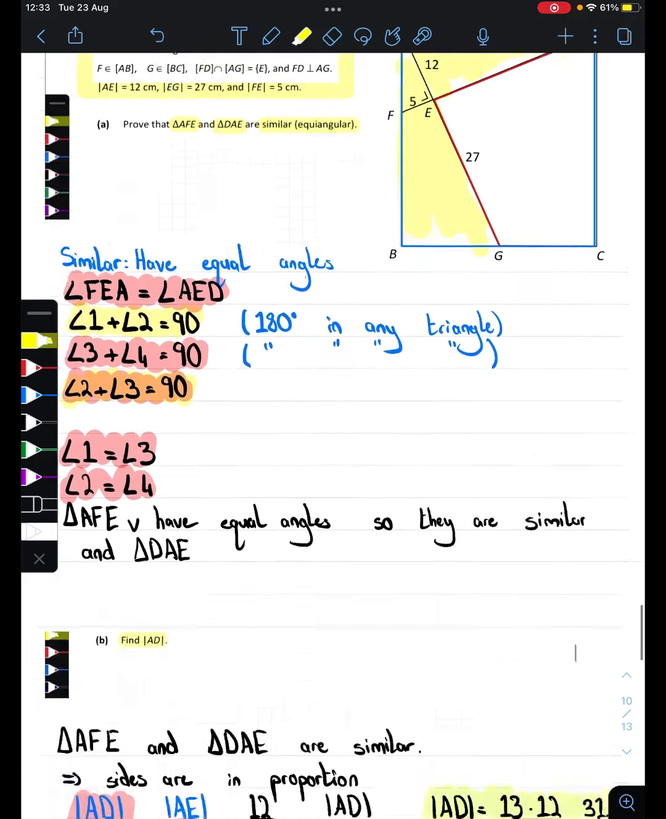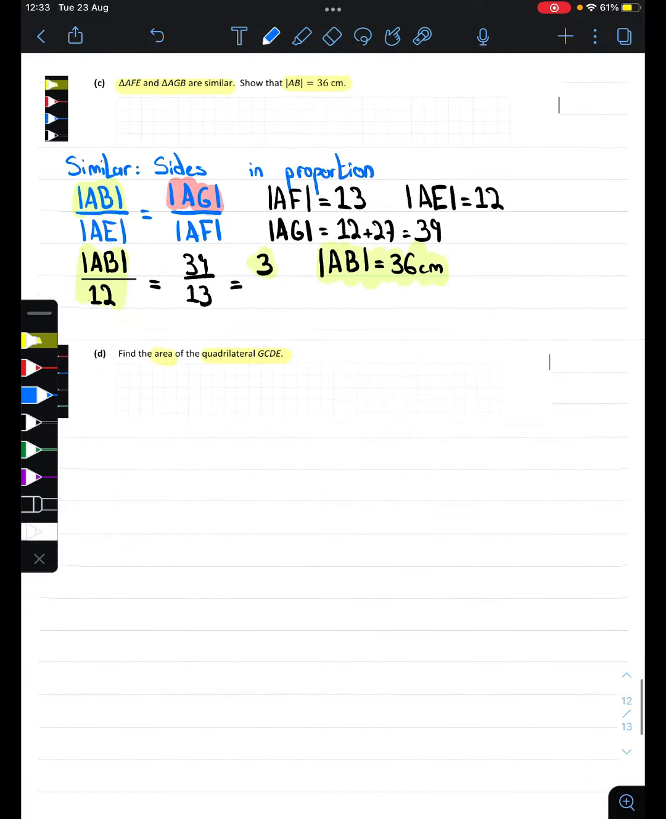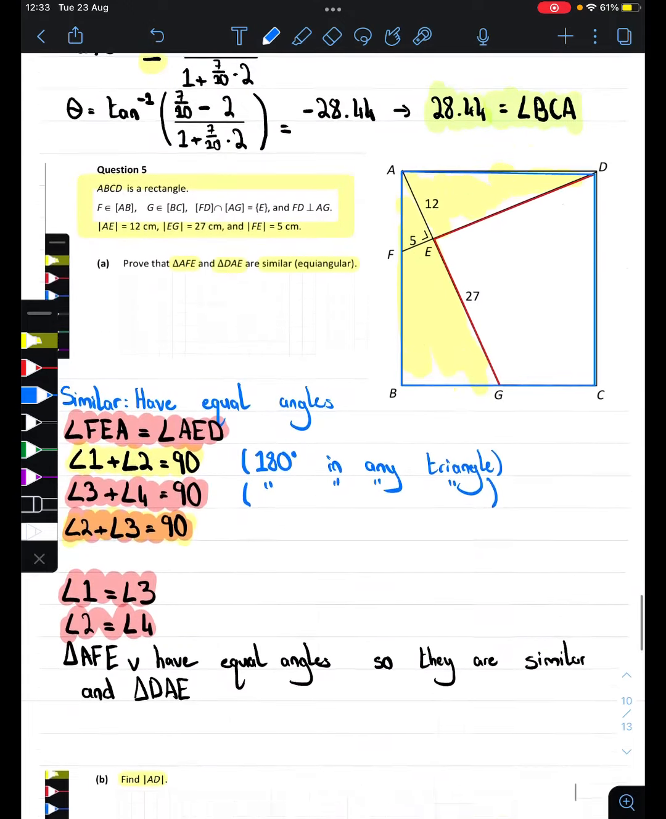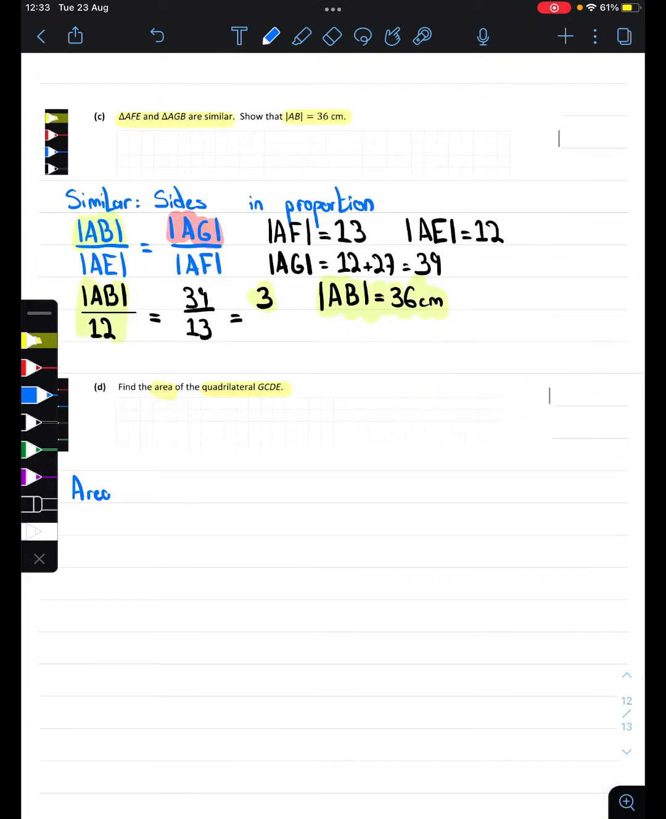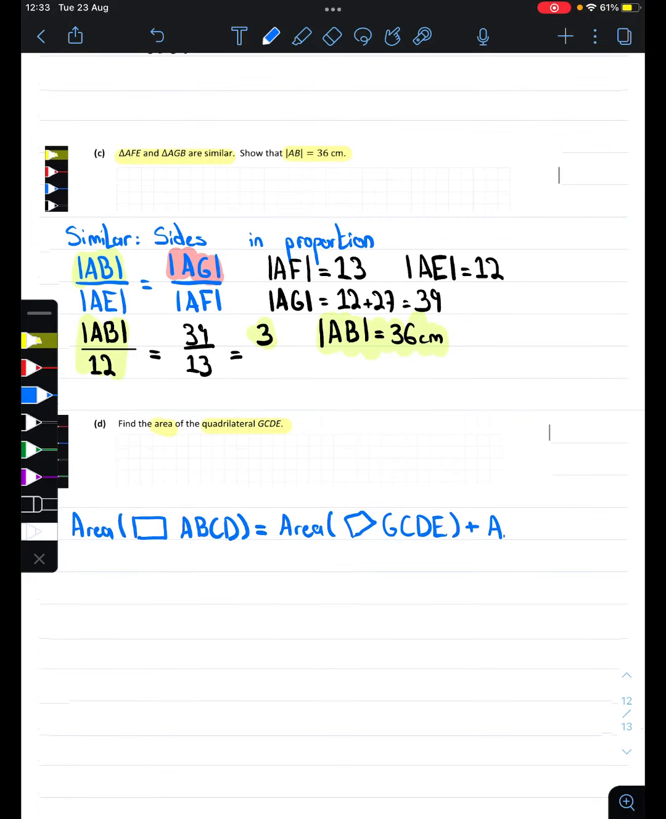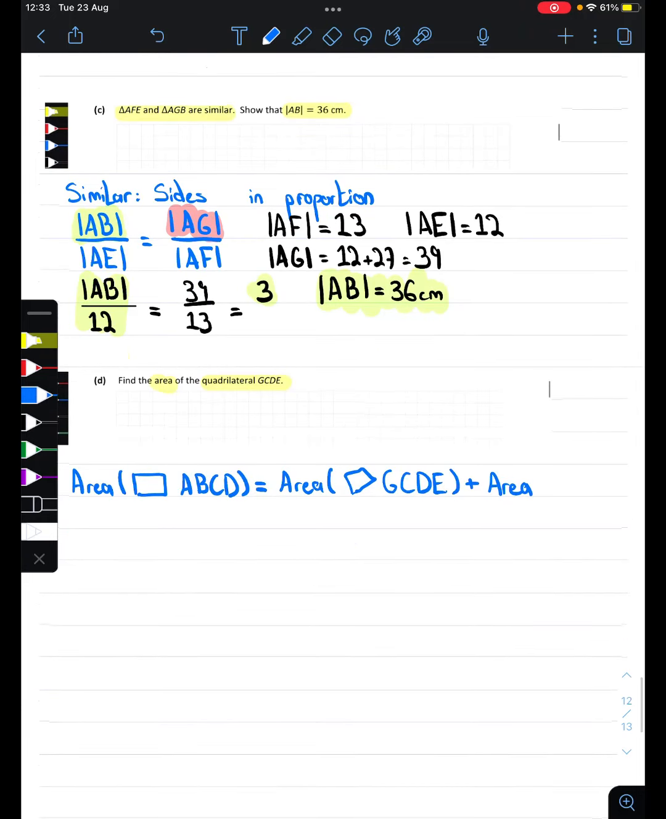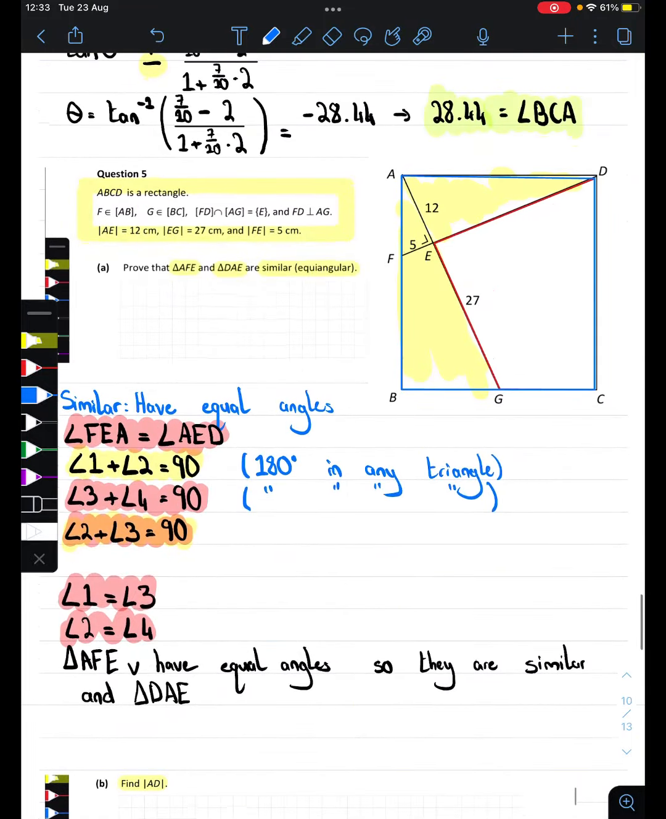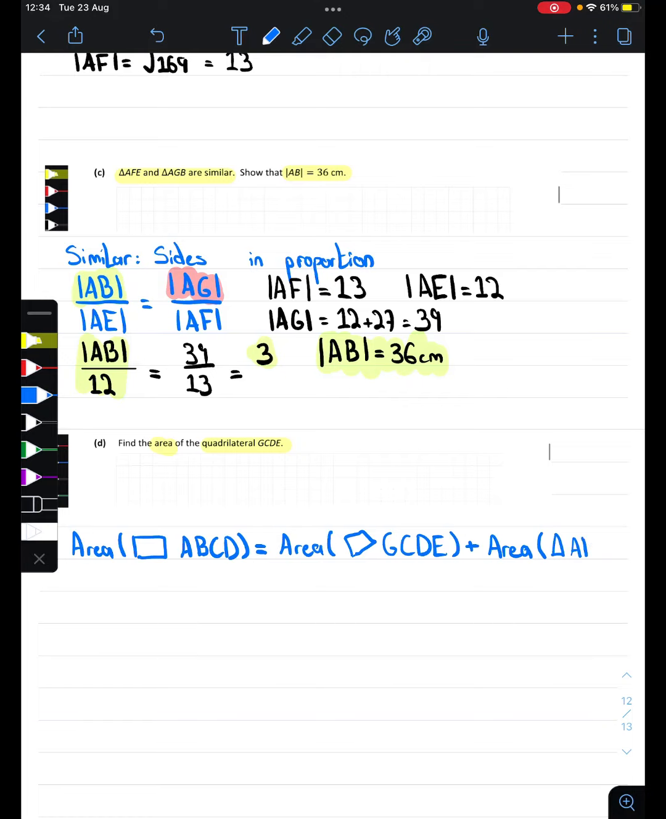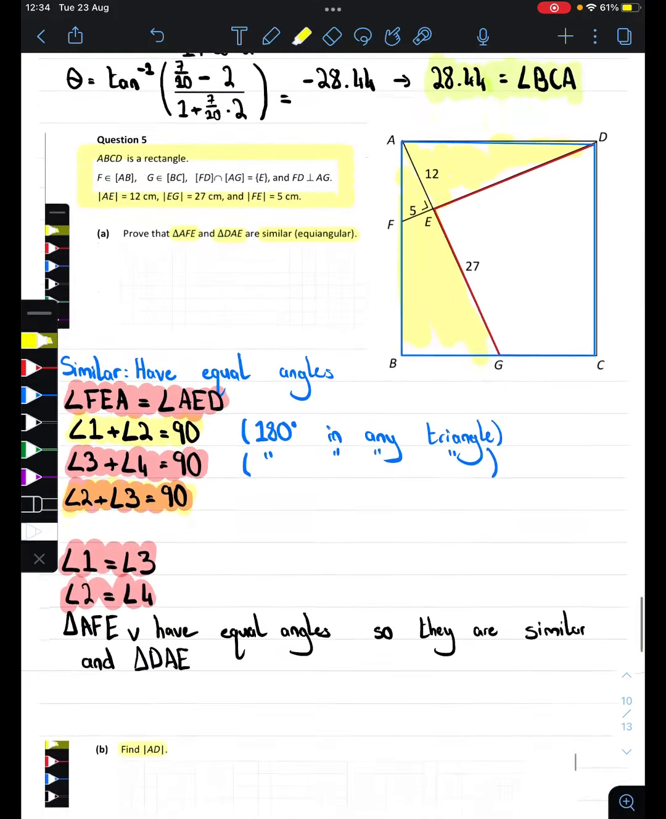So let's write out an equation there. We know that the area of the whole rectangle, that's just the rectangle ABCD, is equal to the area of this weird quadrilateral, let's just draw something like this, GCDE, plus the area of the triangle ABG, this green area here.